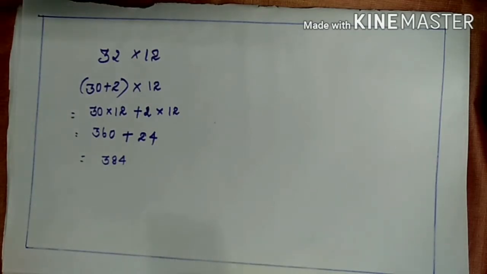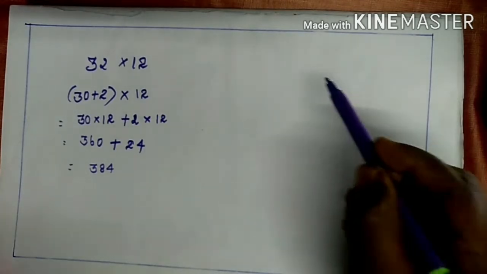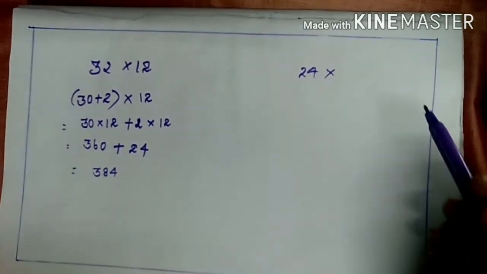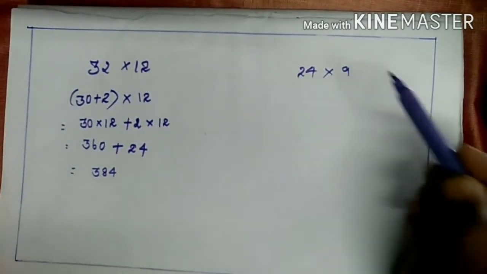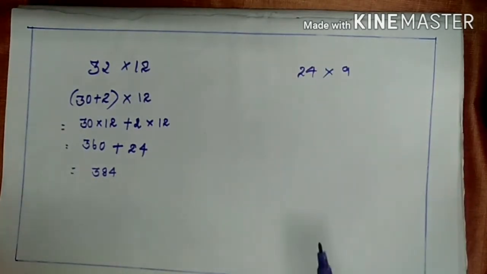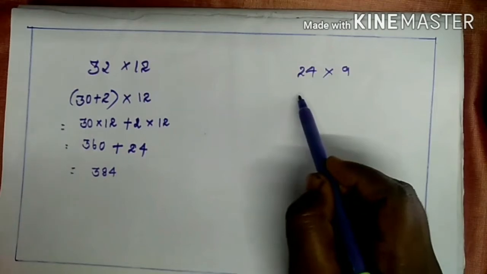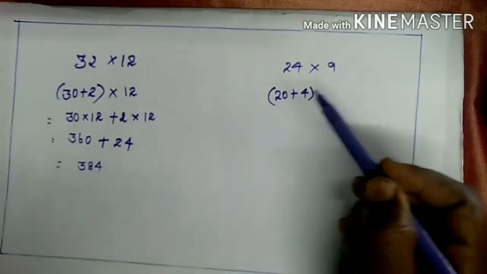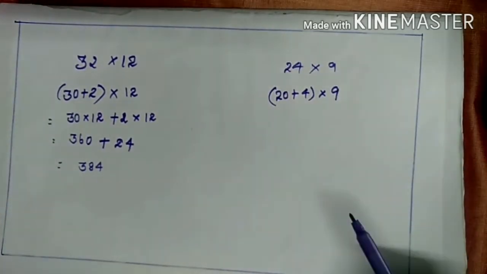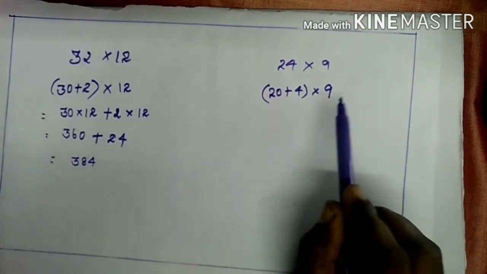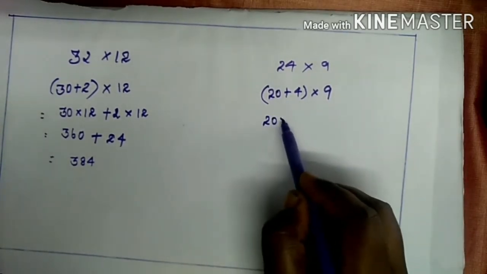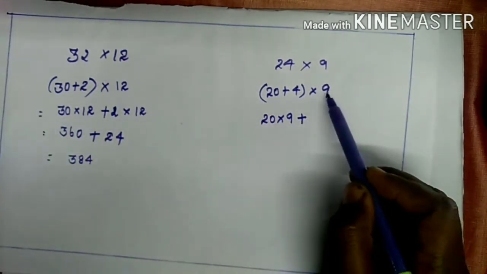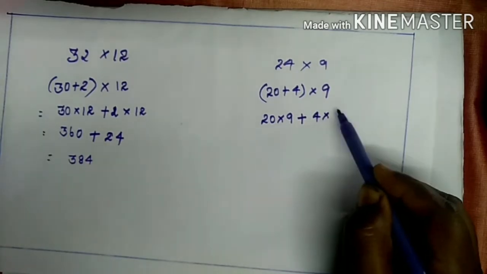So an easy number you can take, say 24 into 9. Okay, so 24 can be split as 20 plus 4. Okay, and close the bracket into 9. Okay, next what you will do? You will distribute, isn't it? So 20 into 9, put the operation as addition symbol, and 4 into 9.